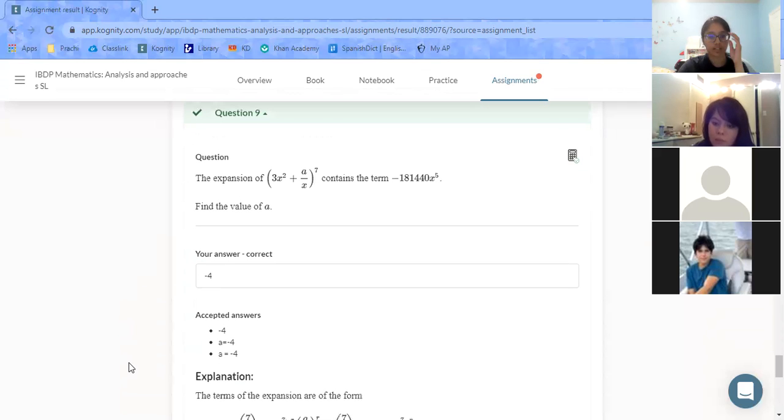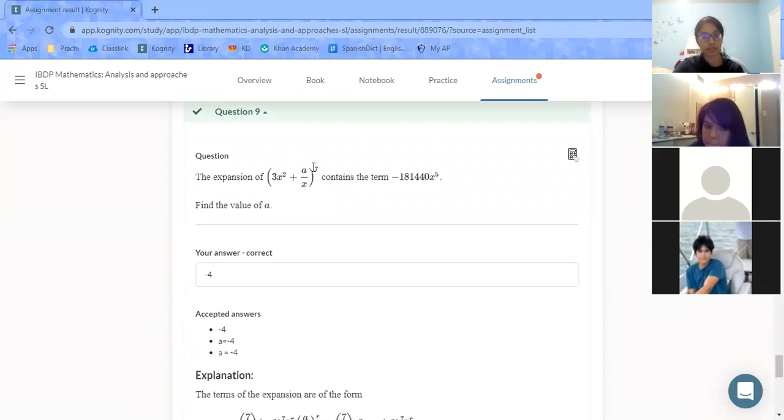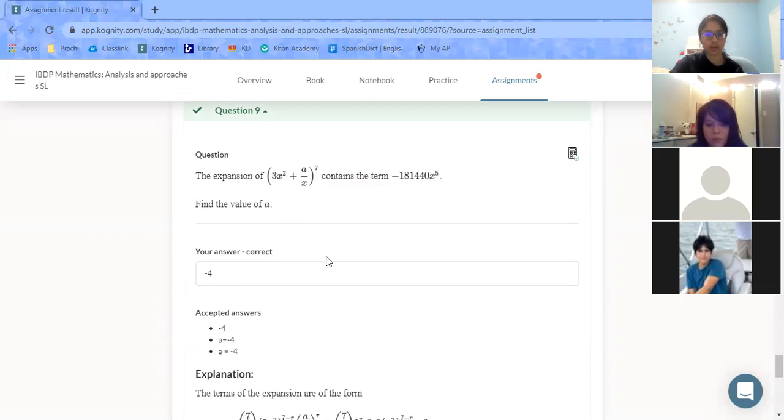Question 9 says the expansion of (3x squared plus a over x) to the power of 7 contains a term, and then it says to find the value of a. So we know that the x's have to be equal to x to the power of 5. So first you would figure out how to cancel those out until it equals x to the power of 5.